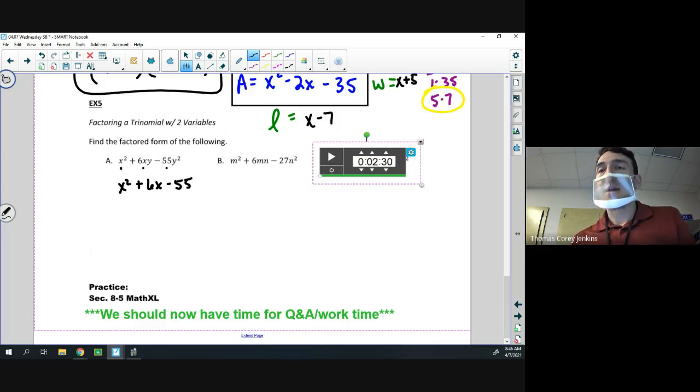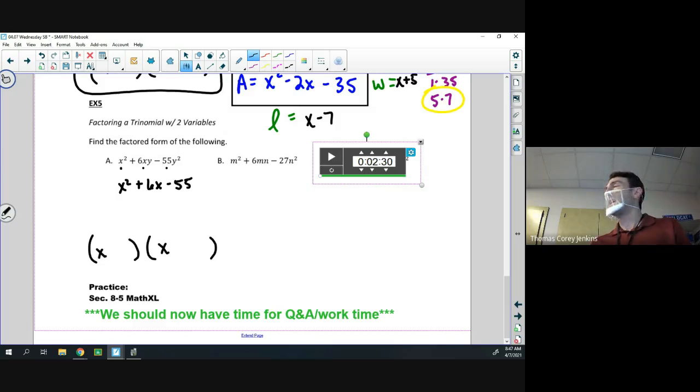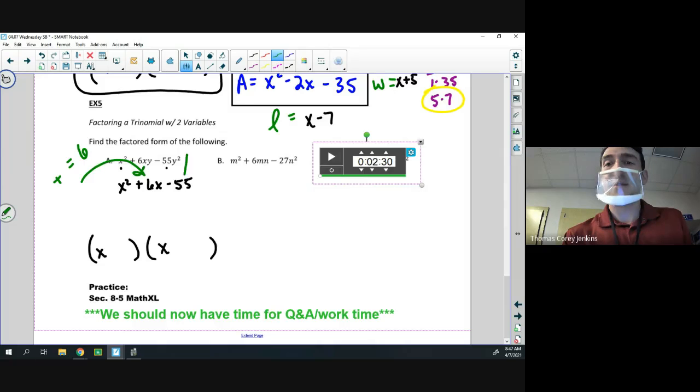All right. So we know it's going to be x plus or minus something times x plus or minus something. So now figuring out those somethings is the key, right? So what adds together to make positive 6 and also multiplies together to make negative 55? You might want to write out your 55s. Combinations that multiply to 55 is what I mean.